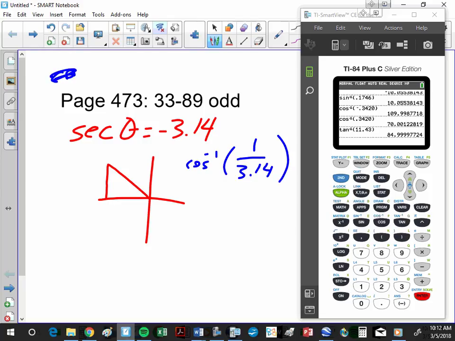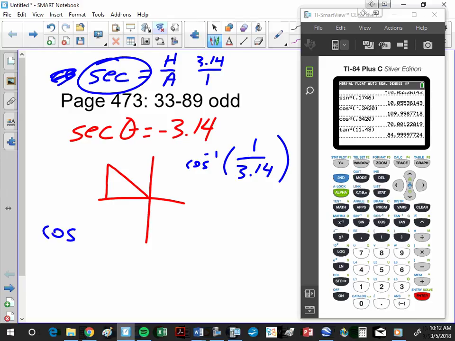So the secant is h over a, right? So that's 3.14 over 1. But I don't have the button that will undo the secant. All I have is the cosine button. So I have to do the cosine inverse, and I'm just going to take this and flip it upside down. And can I just get rid of the negative again? Yes, getting rid of the negative just removes the triangle from the unit circle. Yeah, if you're doing inverses, yes.